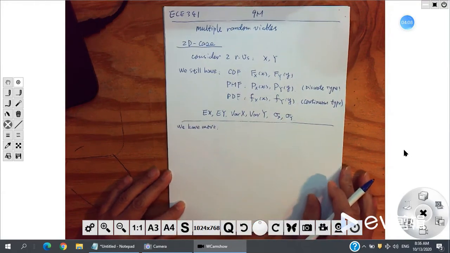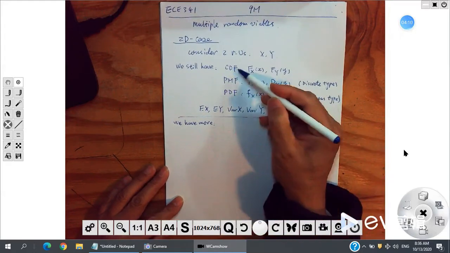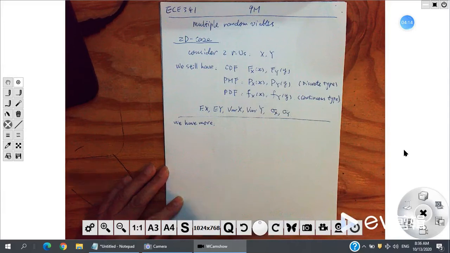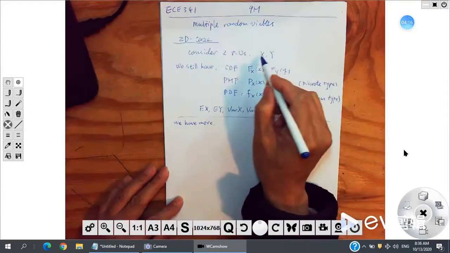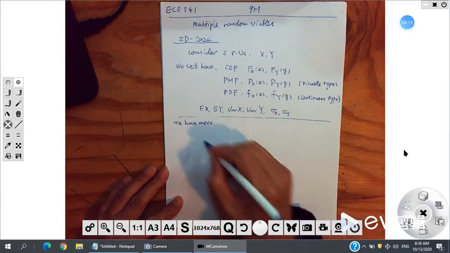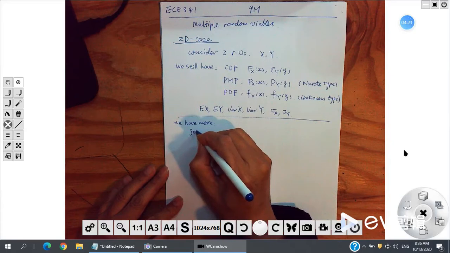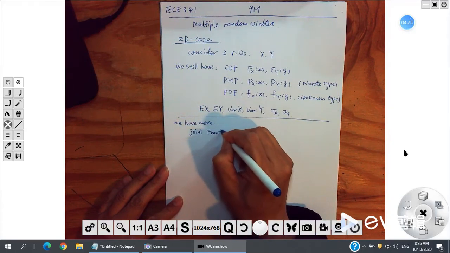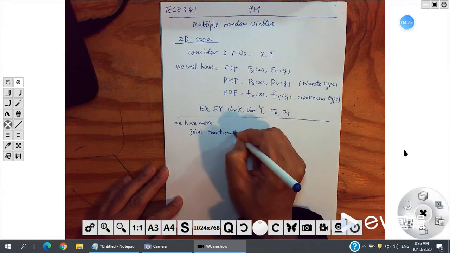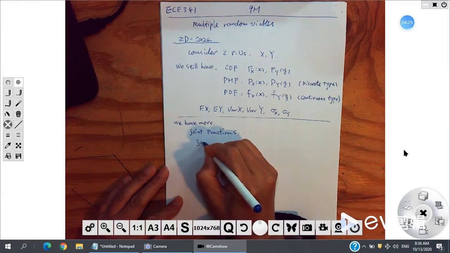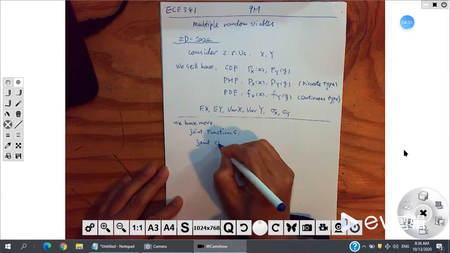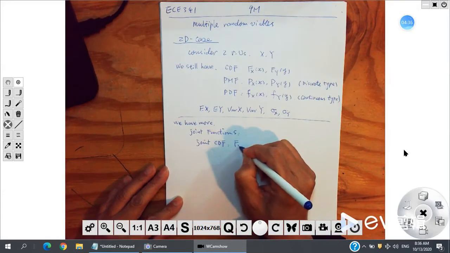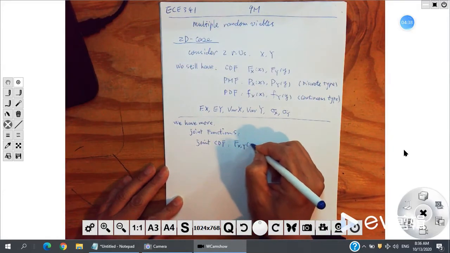First is about the functions, right? Other than these six functions, we have another three. Each contains both X and Y, so we call them the joint functions. The joint CDF, denoted by F_XY of x and y.